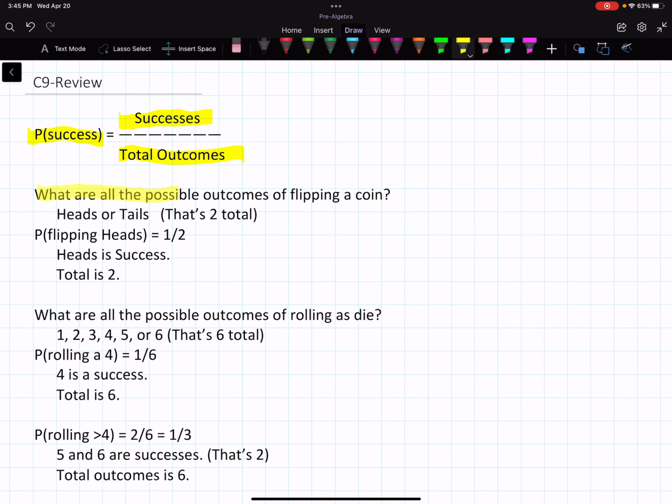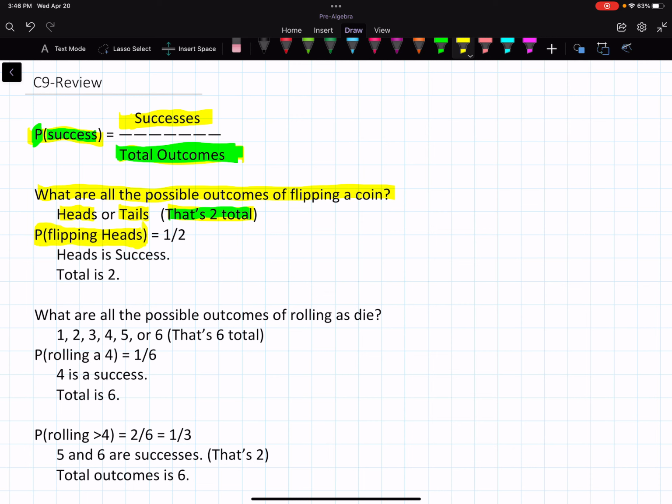Let's talk about what are all the possible outcomes of flipping a coin. Well, you can flip heads or tails. That's the only two possible outcomes. So when I say up here, when you're looking at the formula for calculating the probability, that's what the P stands for, of success, you've got to know the total outcomes, and you count those up. And we did that down here with the flipping of a coin as heads or tails. That's two total. And then when you see what's the probability of flipping heads, and that's how you read that, the P, and then what's in the parentheses is what your success criteria is.